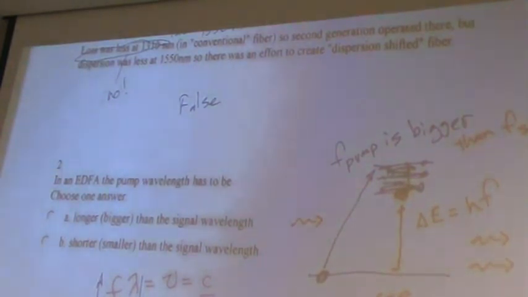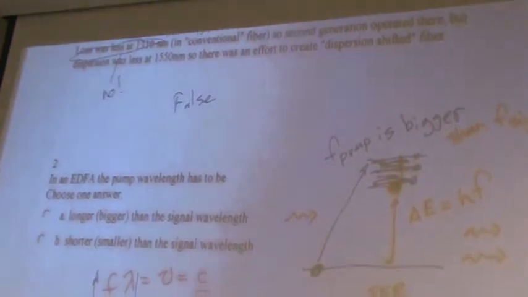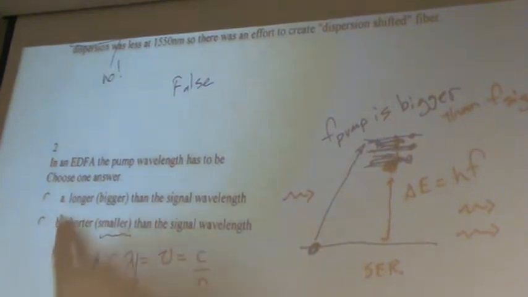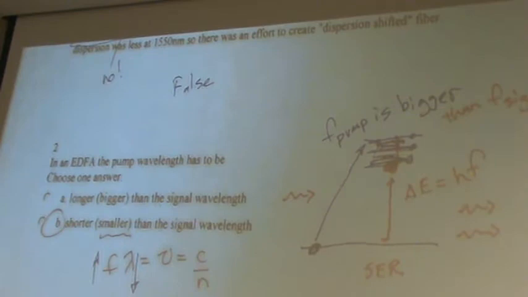You'll have plenty of time. You'll have 5 times more time than you need on the exam. But frequency is bigger, so the wavelength is smaller. So smaller is a key word here, all right? And so another way of saying smaller is it's a shorter wavelength. Questions on that?